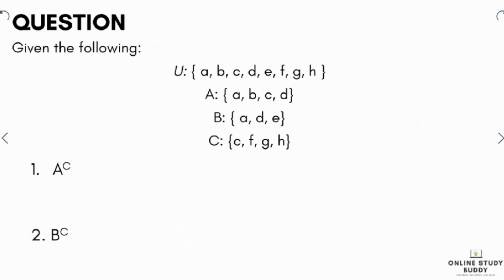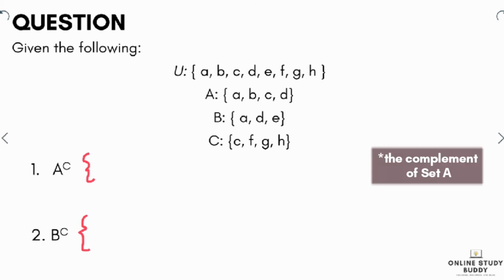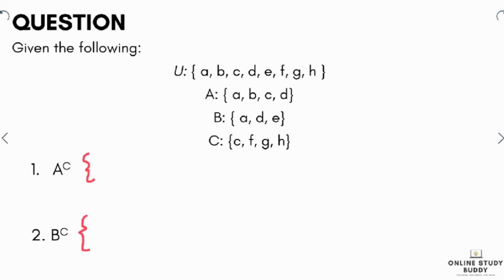So for our next item, given the universal set that contains A, B, C, D, E, F, G, and H, we will be determining the complements of set A, set B, and set C. So, okay, let's start. So for the first item, we must identify the complement of set A. So if you can recall, the complements are elements that are not found in the set but are found in the universal set. So the complement of set A is a set that contains E, F, G, and H.